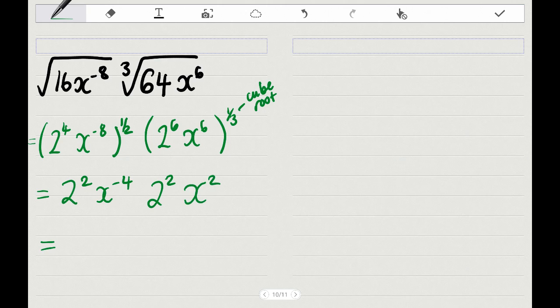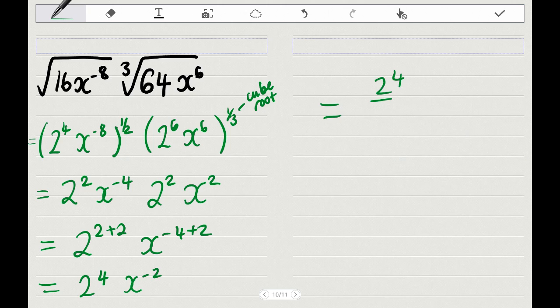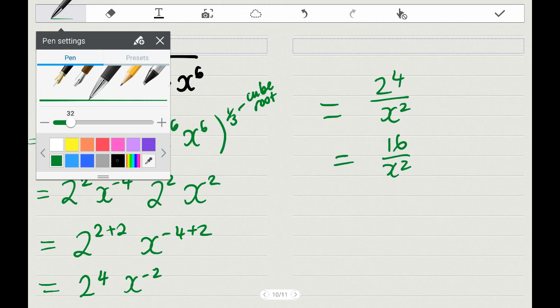So now let's add the ones on the same base. It's the 2 plus the 2. And for the x's, we have minus 4 plus 2. So this is 2 to the power of 4, x to the power of minus 2. And we'd want to write that as a positive power. So it's 2 to the power of 4 over x squared. If you want to write that in number terms, that is 16 over x squared. Okay.